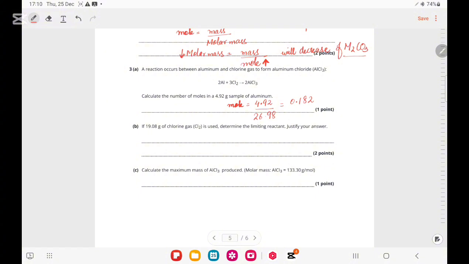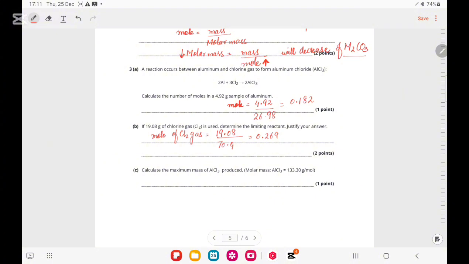So first of all, what we need to do, we are first going to find the moles of chlorine gas. So let's find the mole of Cl2 gas, and that comes out to be 19.08 divided by the molar mass of Cl2. You have to multiply the molar mass of chlorine with 2, and that comes out to be 70.9, and the final answer is 0.269, which are the moles of Cl2 gas.